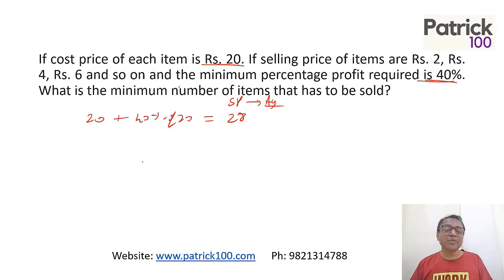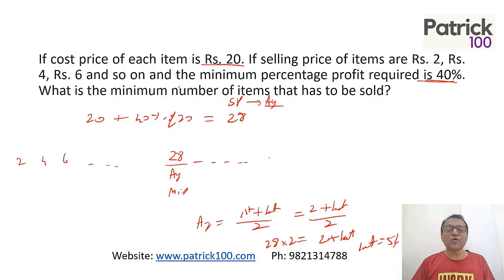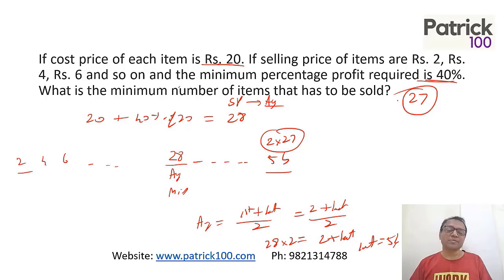So remember, in arithmetic progression, the average is the middle term. So if you have 2, 4, 6, etc., the middle term is 28. And also the average is nothing but first term plus last term divided by 2. First term is 2. So 28 into 2 is equal to 2 plus last term. So the last term will become 54. All multiples of 2 up to 54. The last term is 2 into 27, which means there will be 27 terms in total.